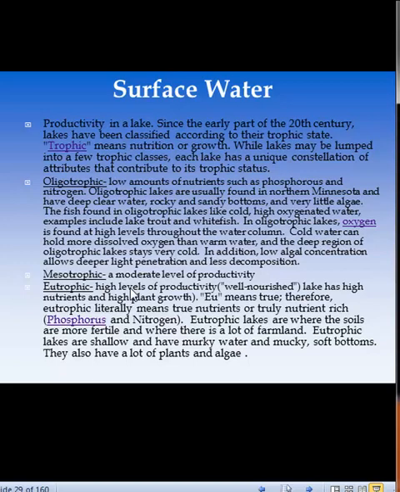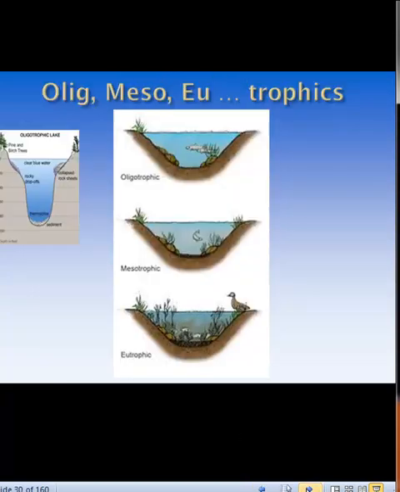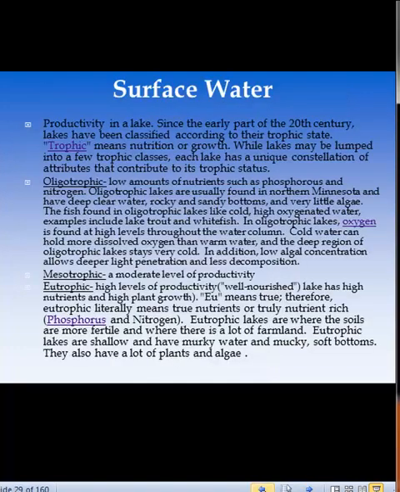Then we have our mesotrophic lakes. Those are the ones in the middle. Let's look back at the picture. Mesotrophic. Take a look at the difference at what you're looking at here. The mesotrophic lakes have moderate levels of productivity. Then we have our eutrophic lakes. Eutrophic lakes have high levels of productivity. They're very well nourished, high nutrients, high plant growth.